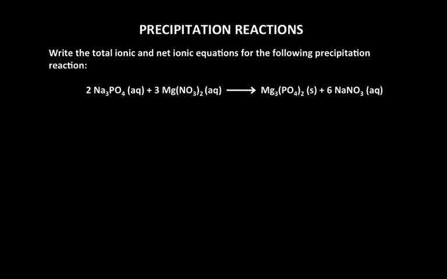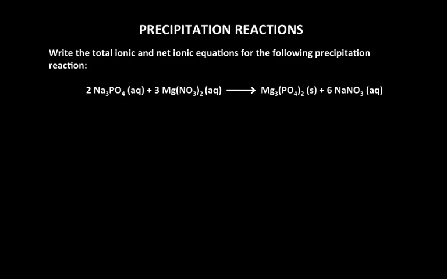So in this video we're going to look at precipitation reactions and how to write total ionic and net ionic equations for those reactions. So in this reaction, we have sodium phosphate combining with magnesium nitrate. And when we do that, we'll form a precipitate of magnesium phosphate. It's not a very soluble compound. And we'll form sodium nitrate as well.